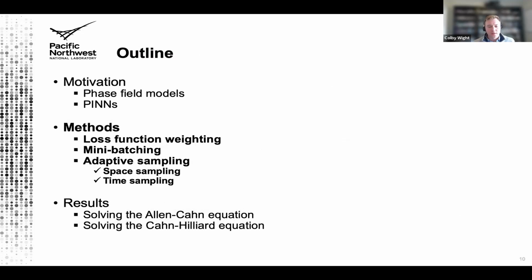Okay, so next I'll move on to some of the methods that we developed here. We'll start with adding weights to the loss function and talk about mini batching, and then some of these adaptive sampling techniques that we found useful.